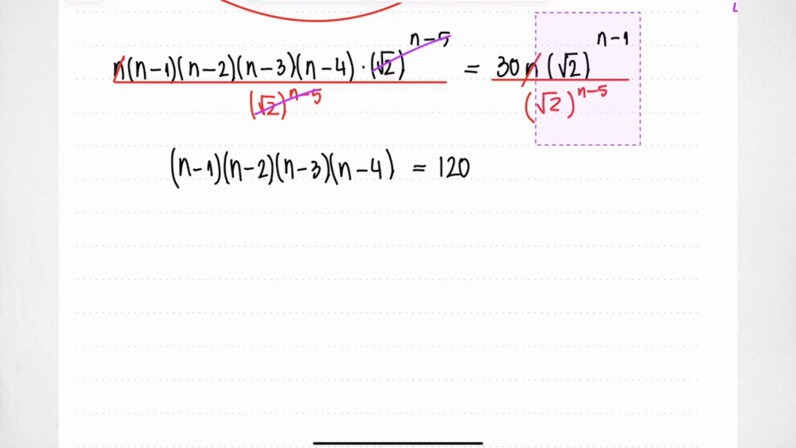And this is when you plug this equation into your GDC, after you simplify it a lot. And when you do it, when you use the numeric solver, you get n equals 6. And do let the examiner know that you used your GDC in this step. And then we're done.